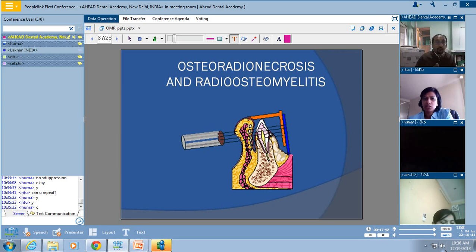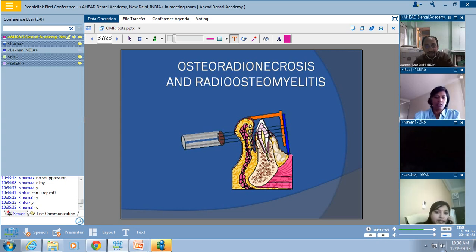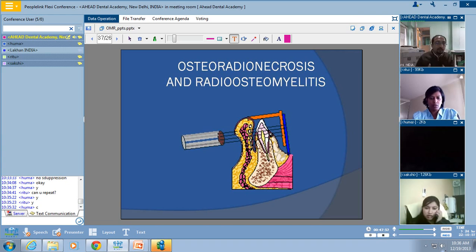You have to extract his or her tooth, and the patient is about to undergo radiation therapy for the next 4 months. So when will you do the extraction: 2 weeks before the radiation therapy starts, 4 weeks before, 6 weeks before, or 8 weeks before? Should I repeat the question? Did you get the question?